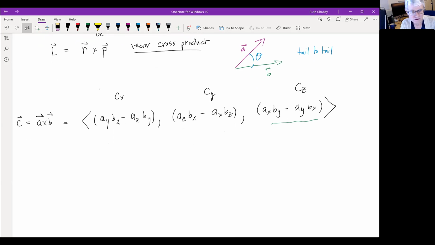Now, how do you remember this order? Notice that the X component involves Y and then Z. The Y component involves Z and then X, and the Z component involves X and then Y. So some people write XYZ, XYZ, and so the X component is Y and Z, then the Y component is Z and X, and the Z component would be X and Y, starting in that order.